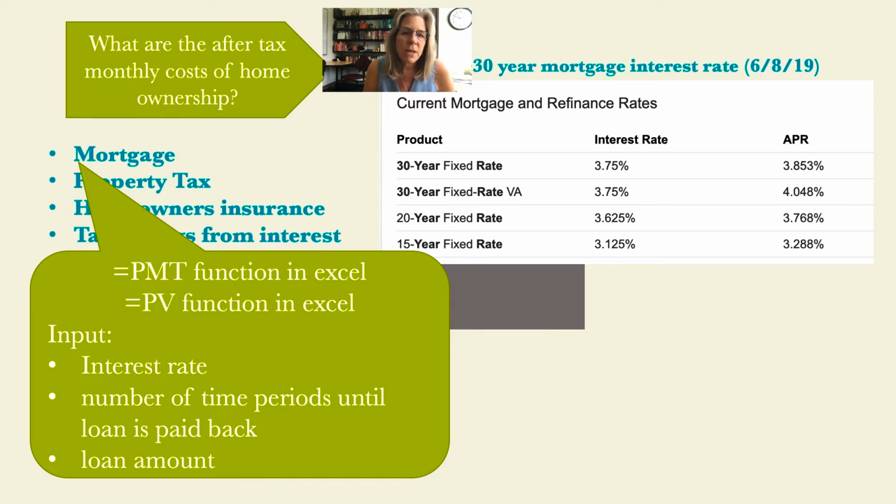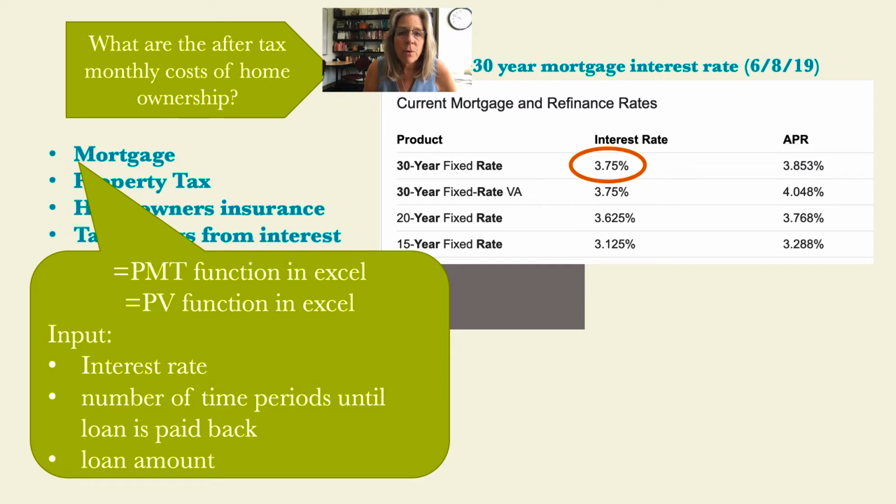So 30-year fixed, 30-year for a VA, 20-year fixed, 15-year fixed. Most people go with a 30-year fixed rate mortgage. Now there's two items listed there. One is the APR, which stands for annual percentage rate. This is a percentage rate that, even though you're paying it monthly, is annualized. And that would be the equivalent annual rate that you're paying on the interest.